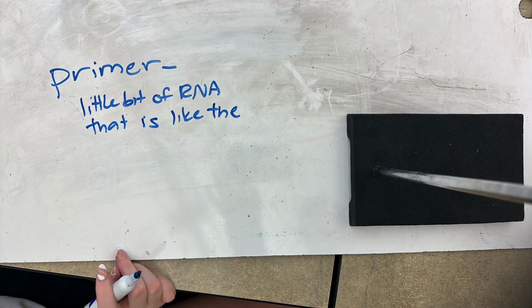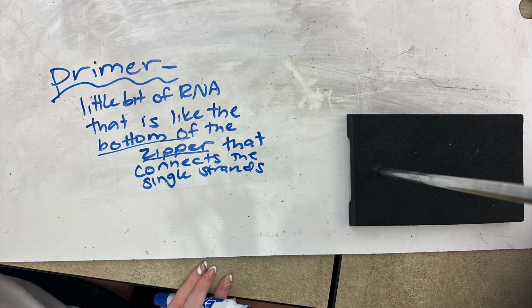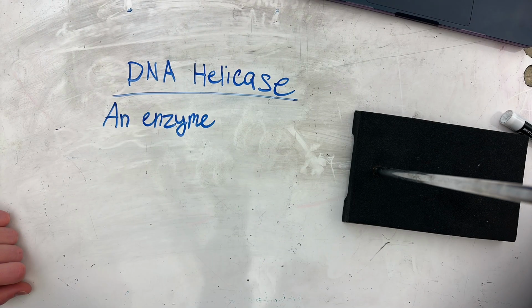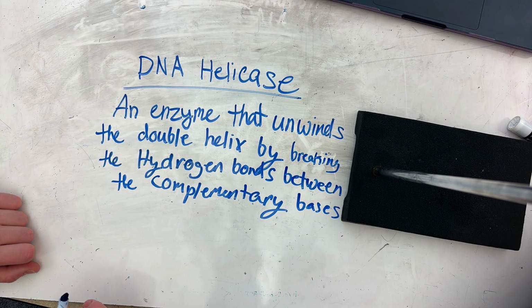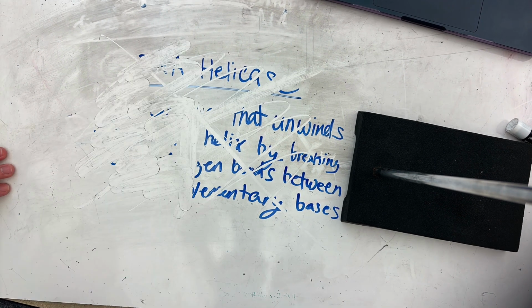The primer is the little bit of RNA that is at the bottom of the zipper that connects the single strands. Then the DNA helicase is an enzyme that unwinds the double helix by breaking the hydrogen bonds between the complementary bases.